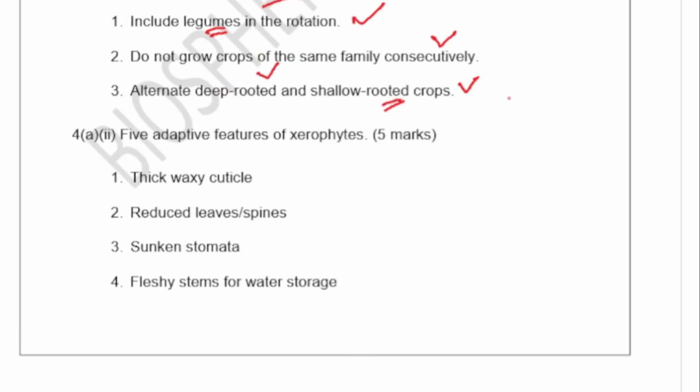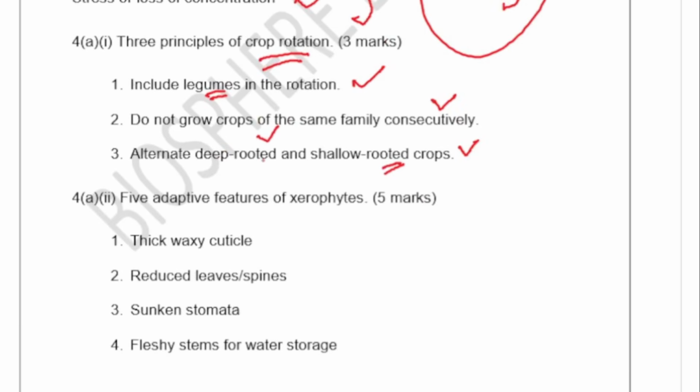That's very important. So, adaptive features of xerophytes: you have the waxy cuticle. Remember in the objective there's a question they asked us that plants in the tropical rainforest don't really have a thick stem because they don't have much need of conserving water. Reduced leaves and spines, because they want to reduce water loss by transpiration. Sunken stomata, and they also have fleshy stems for water storage.